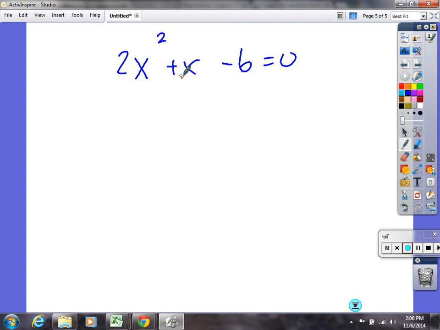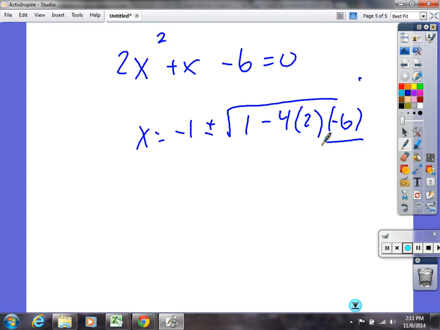Okay, there it is. I would like everybody to solve this equation by the quadratic formula, which is what we did today. A, B, C. So x equals negative b plus or minus square root of b squared minus 4ac, all over 2 times 2, right? How many of you guys can at least plug and chug?